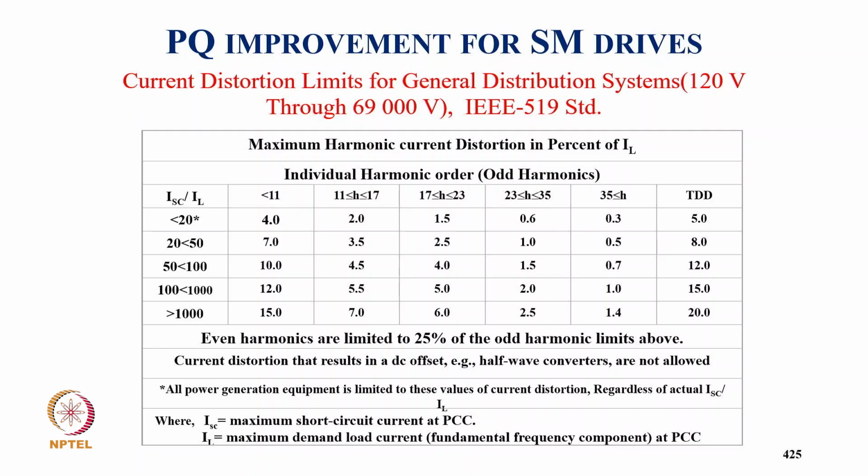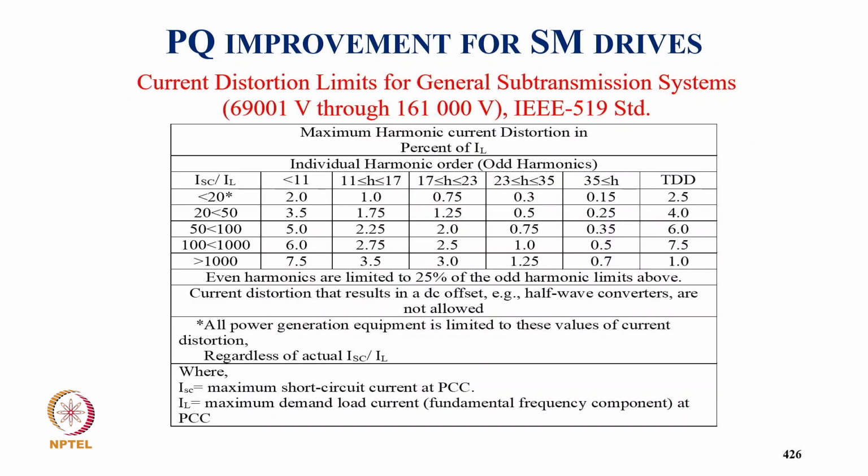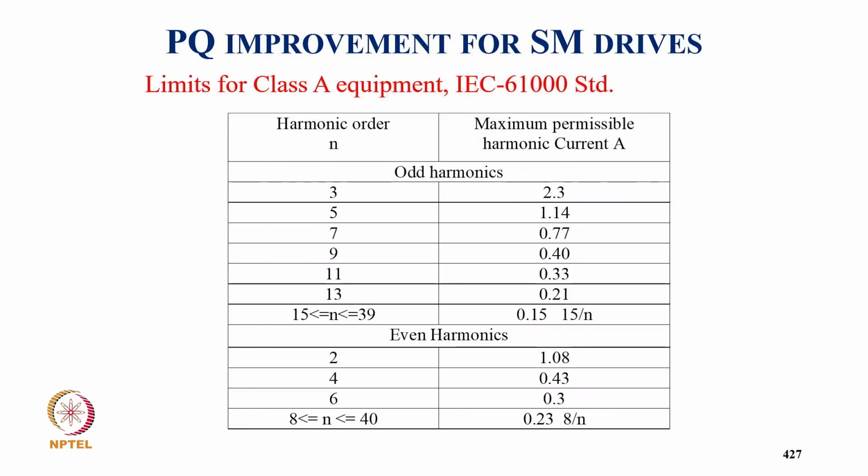And this is the current distortion limit for general distribution, say 120 V to 69 kV, IEEE 519. And you can see here the main observation is total demand distortion should not be more than 5% if our source impedance is less than 5%, that is current short circuit ratio more than 20. And if you have a short circuit impedance very low, you can allow little higher harmonics so that voltages are not distorted even for other loads. This is for the distortion corresponding to high voltage systems. So there is a more stringent limit of total demand distortion only of 2.5 or 1% for high voltage.